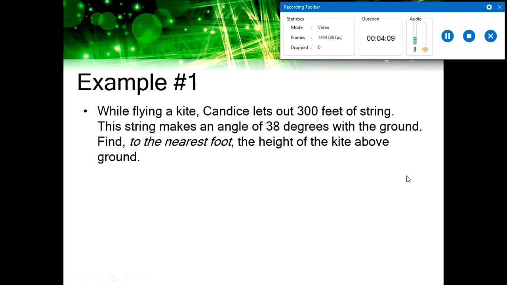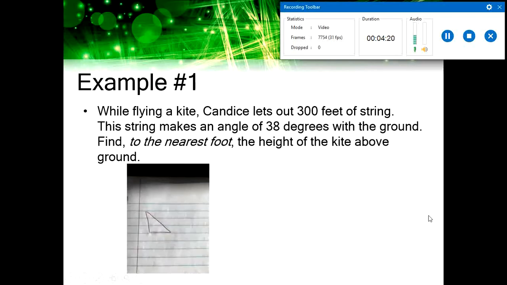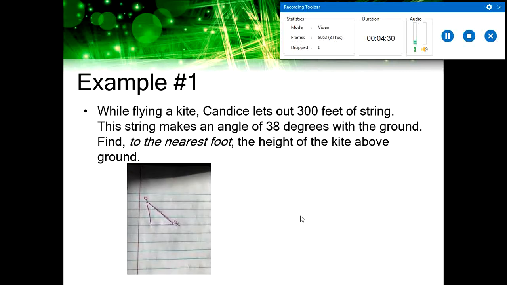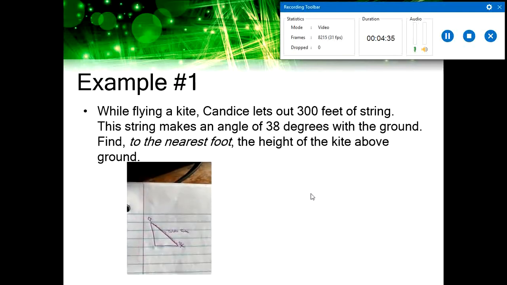So let's start with our first example. We have Candace who's flying a kite. We want to draw a picture to model this so that we can get a good idea of where the labels should go. So draw your right triangle. It says that the string makes an angle of 38 degrees with the ground. So as I add to my diagram, you can see I have Candace and she's flying her kite. The kite string is 300 feet. The kite does not go directly up. It kind of goes on an angle. So you can see that that is the hypotenuse or the diagonal of the triangle.